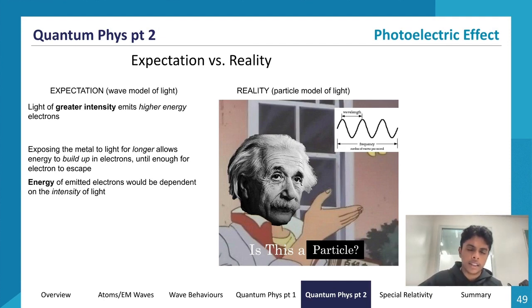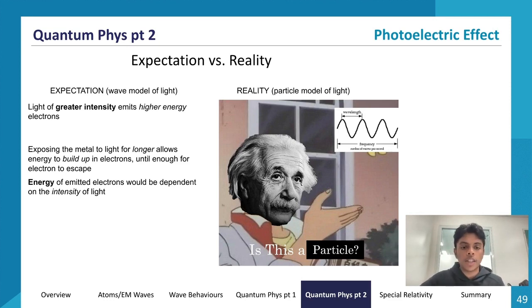The wave model of light said that energy would build up. If we leave it at a low intensity, energy would eventually build up, causing the electrons to escape. But that wasn't observed. What was observed was that no matter how long we leave it, if it's a low enough intensity, no photoelectric effect would be observed. That makes sense following the photon model, because if the photons don't have enough energy, then they're not going to be absorbed at all. So no electrons will feel the need to leave the metal.